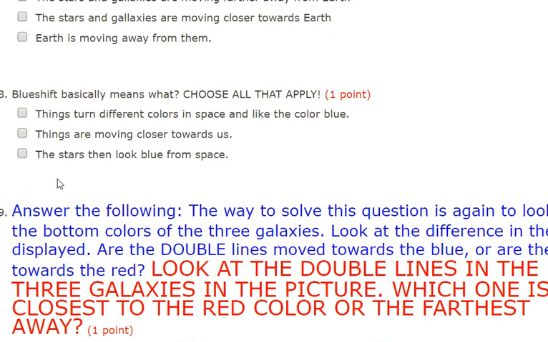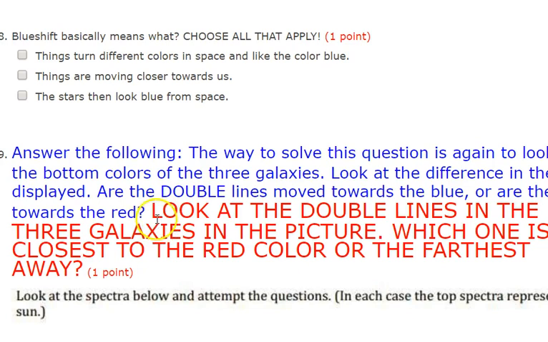Number 8. Blue shift basically means what? Choose all that apply. Things turn different colors in space, like the color blue. Things are moving closer towards us, or the stars then look blue from space. So what does blue shift basically mean?